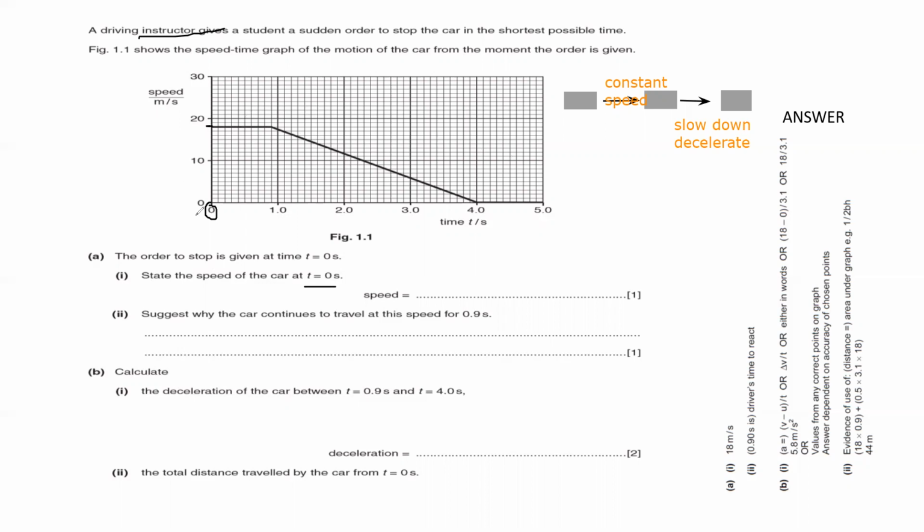For that speed, each box is equal to 1. You can count 1, 2, 3, 4. So there are 10 boxes, equal to 10. Each box is equal to 1. So there are 8 boxes above 10, so this number is 18. So what is the speed of the car the moment when the instructor ordered the student to stop? That is equal to 18 meters per second.